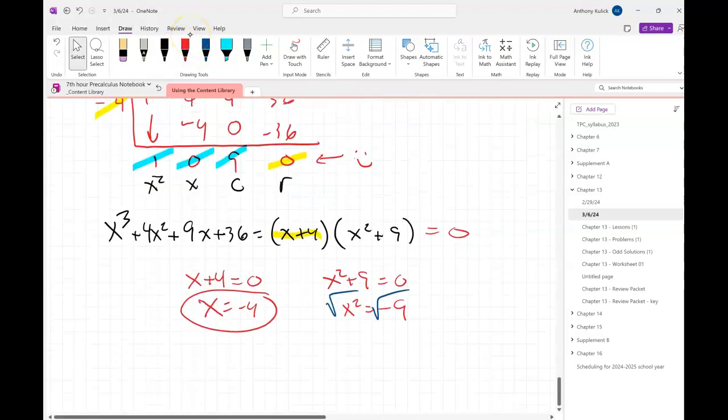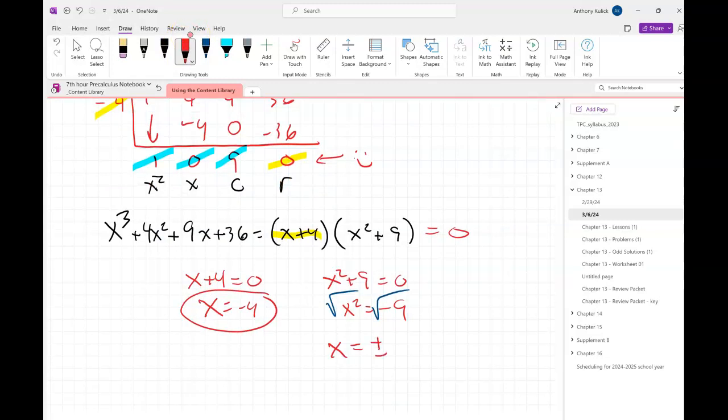Square root both sides. When I square root both sides of an equation, don't forget your plus or minus. When I square root a negative, what do I get? I get an i, and the square root of 9 is 3. So that's one real solution here, and this is 2 imaginary there. The 2 is for plus 3i, and the second one is minus 3i. Everybody okay there?